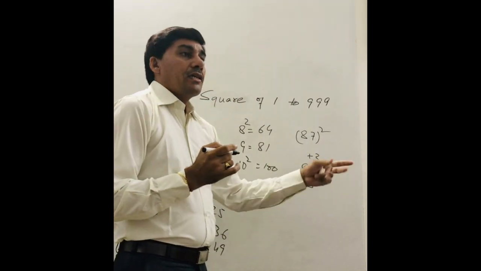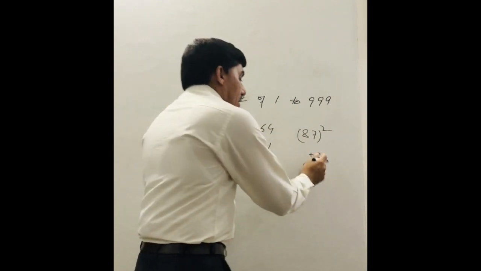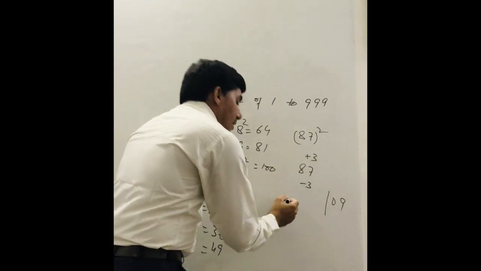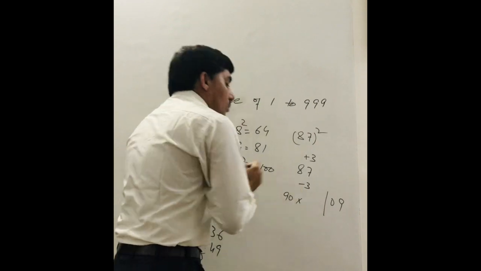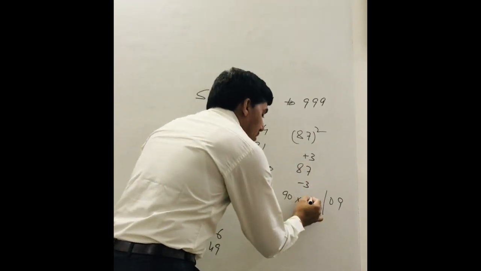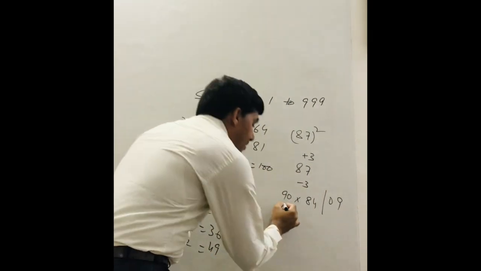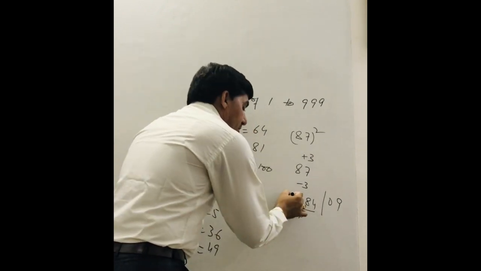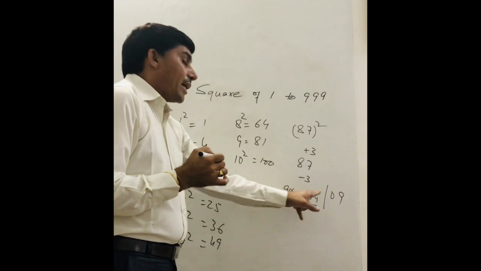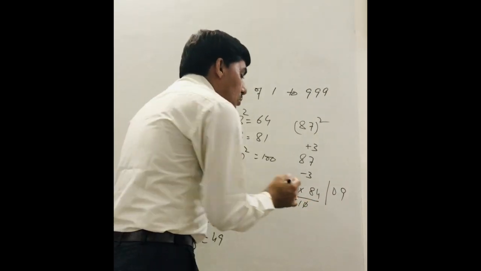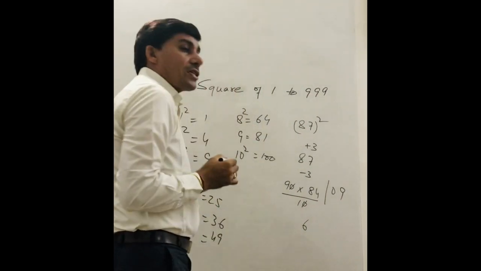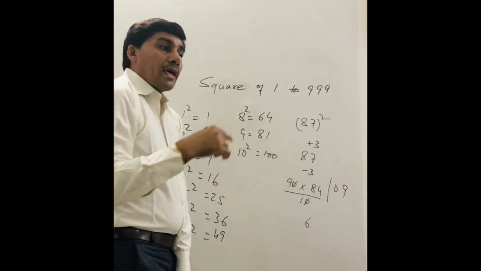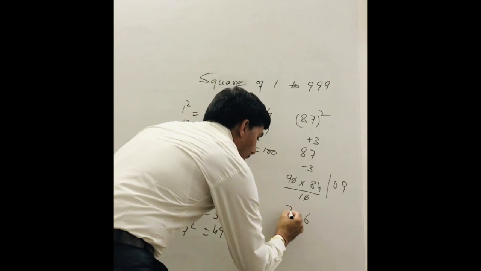87 plus 3 is 90, so it is easy to calculate this. Now, 3 into 3 is 9. 87 plus 3 is 90 into 87 minus 3 is 84. We divide this multiplication by 10. Cancel 0 with 0 and multiply 9 by 84. That means 9 into 4 is 36, 9 into 8 is 72 and 3 carry is 75.